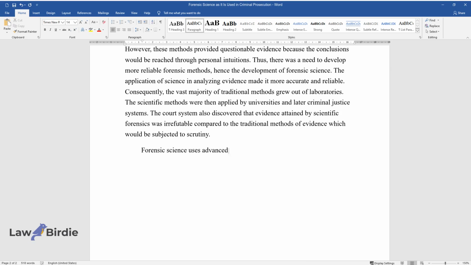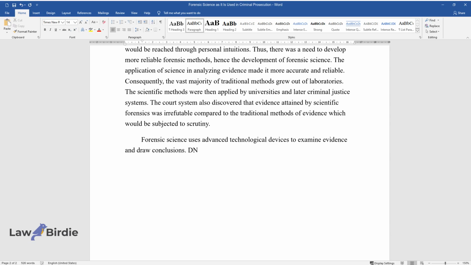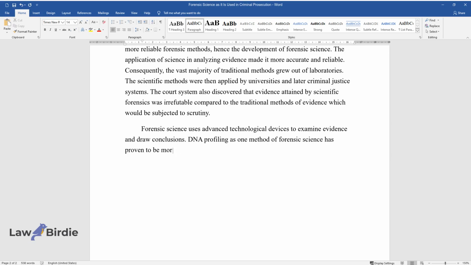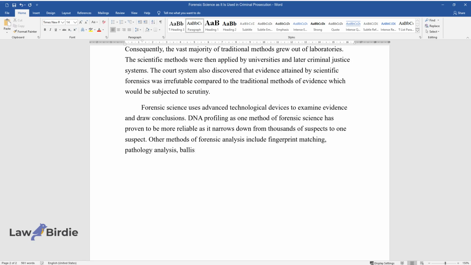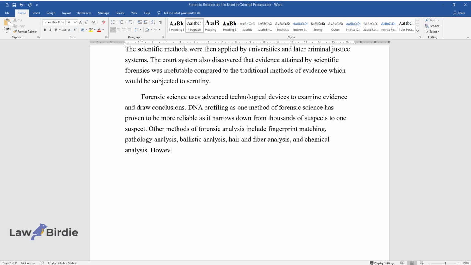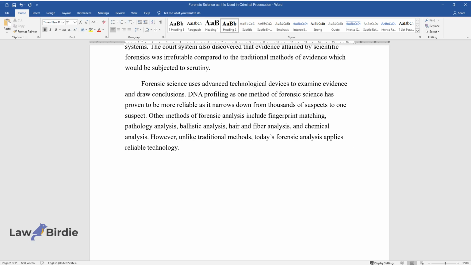Forensic science uses advanced technological devices to examine evidence and draw conclusions. DNA profiling as one method of forensic science has proven to be more reliable as it narrows down from thousands of suspects to one suspect. Other methods of forensic analysis include fingerprint matching, pathology analysis, ballistic analysis, hair and fiber analysis, and chemical analysis. However, unlike traditional methods, today's forensic analysis applies reliable technology.